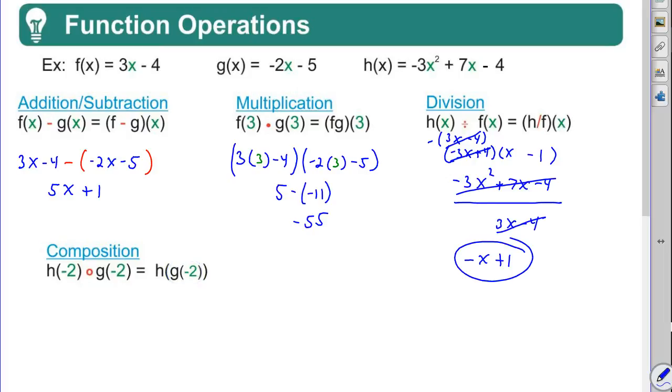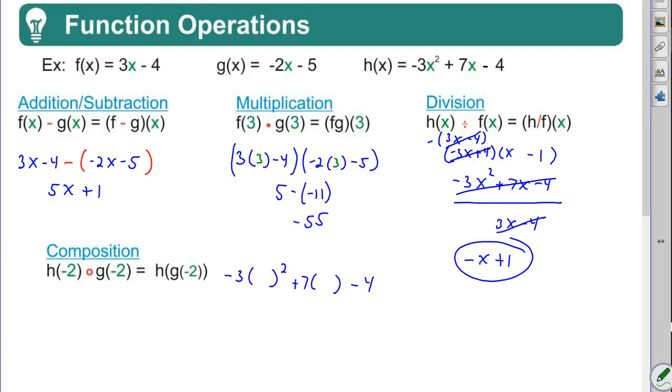So I take the h function, and so I've got a negative 3. Let me do it here to the right. Negative 3x squared plus 7x minus 4. And in those spots, I need to sub in g of negative 2. So if I didn't have a negative 2, if it was just g of x, then I'd have to put negative 2x minus 5 in there and negative 2x minus 5 in there. That's if you have an x for an independent variable. We have a negative 2.